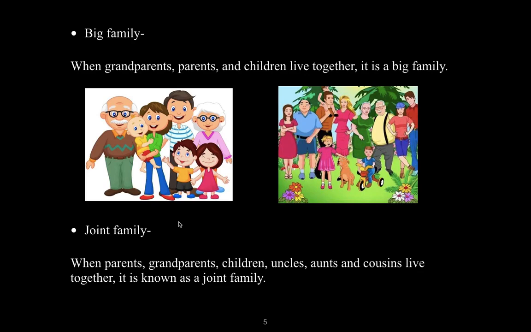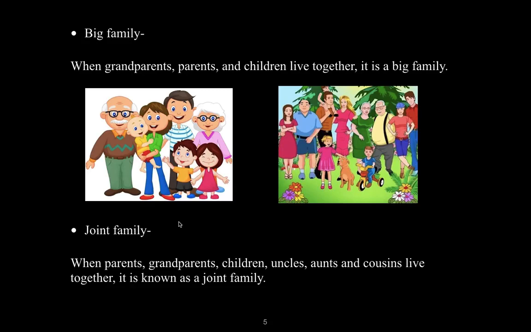If you look to your left hand side of the screen, you will see when grandparents, parents and children live together, it is a big family. What is a joint family now? If you look at your right hand side of the screen, you will see when parents, grandparents, children, uncles, aunts and cousins live together, it is known as a joint family. Children, in some families, children stay with only one parent, either the father or the mother. These are known as single parent family.